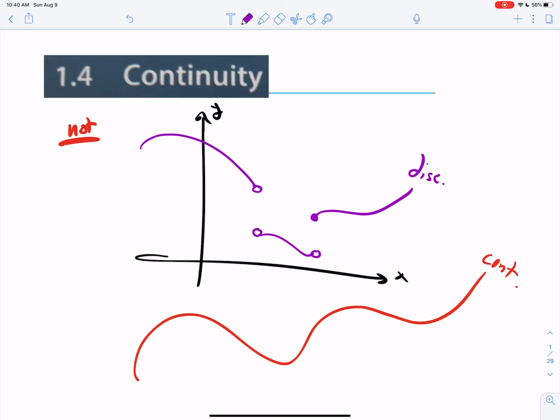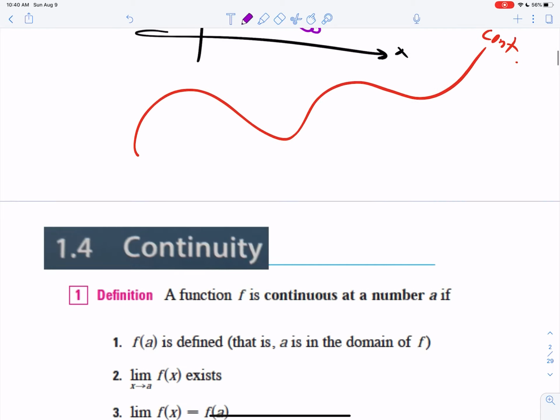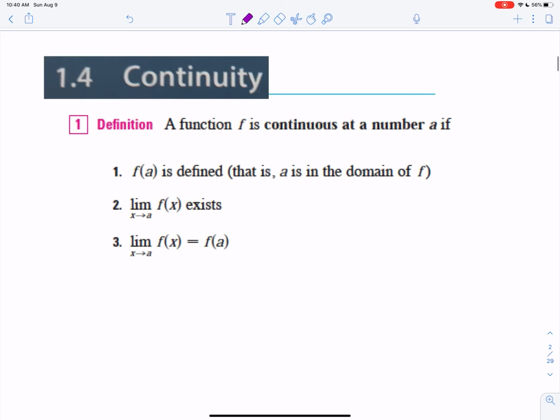So how does it work formally, right? Because we can't use that type of justification, like, oh, I lifted up my pencil, right? So here we go. Write this down. A function is continuous at a number a if all three conditions are met. So these are the three conditions, okay? f of a has to be defined, the limit has to exist, and they both have to be equal.